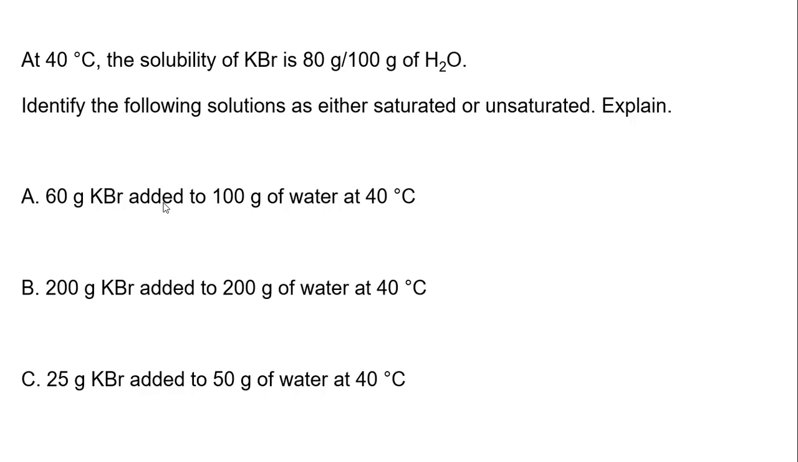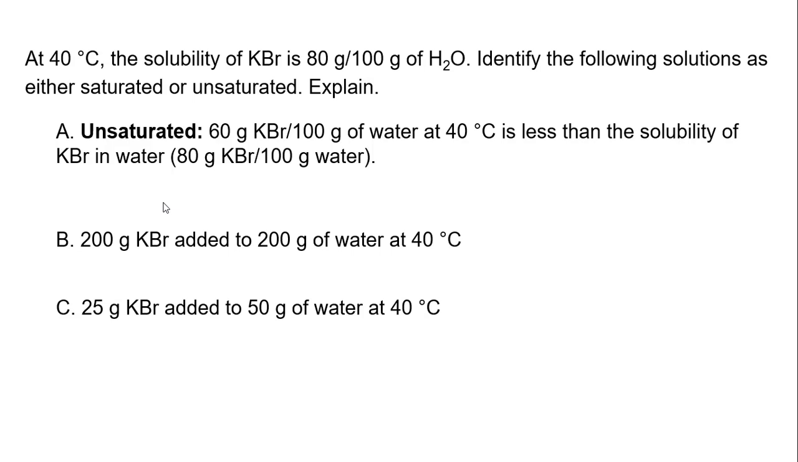So let's take a look at this first one. We have 60 grams of potassium bromide added to 100. So we're dealing with the same ionic compound, just different values. So 60 to 100 is less than 80. So this one is going to be unsaturated. It's way less than the max value of solubility. It's still going to dissolve in.